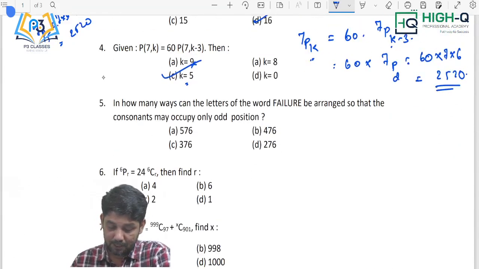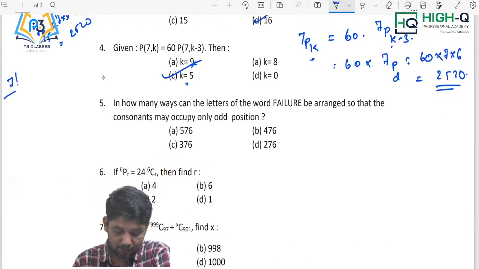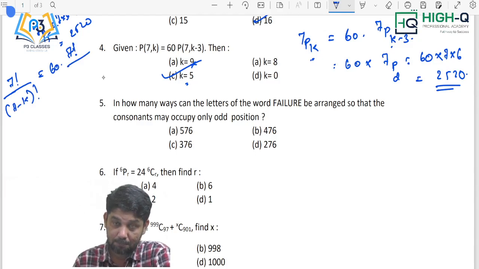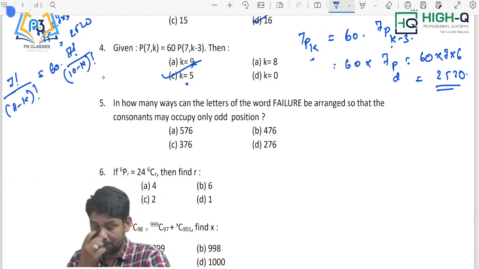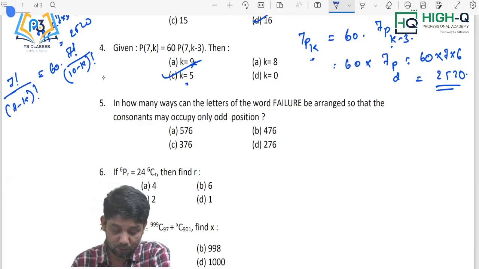Okay. Still, if you want to use the formula, what you can do? Sir, 7 factorial divided by (7 minus k) factorial is equal to 60 times 7 factorial divided by (10 minus k) factorial. This is unnecessary waste of time, my dear. We need to eliminate factorial notations. Okay, 7 factorial gets cancelled.